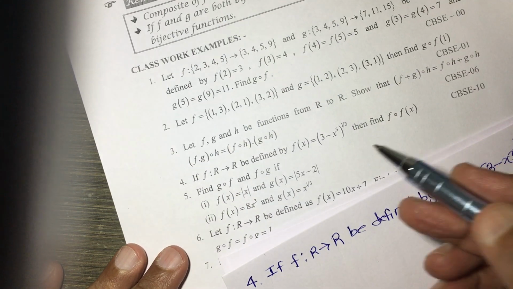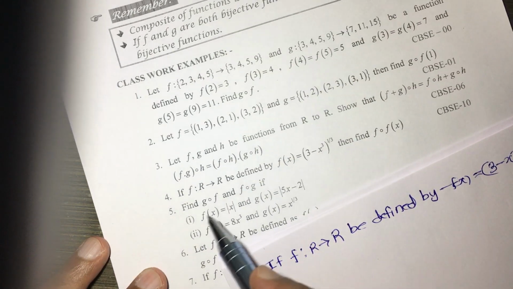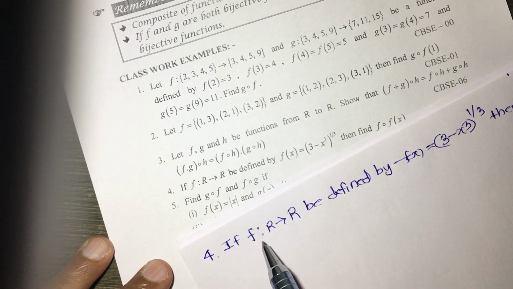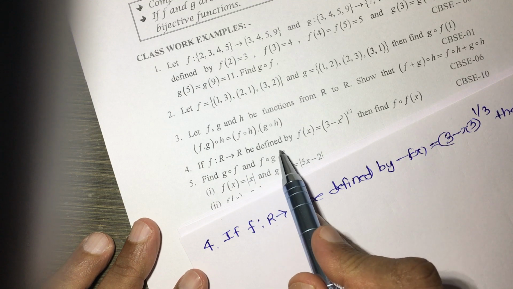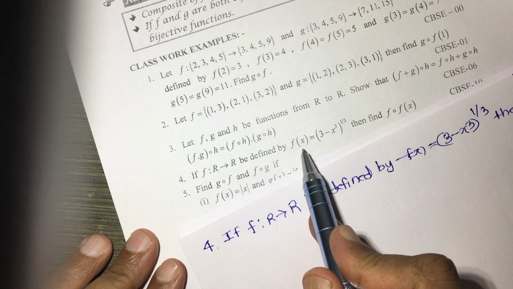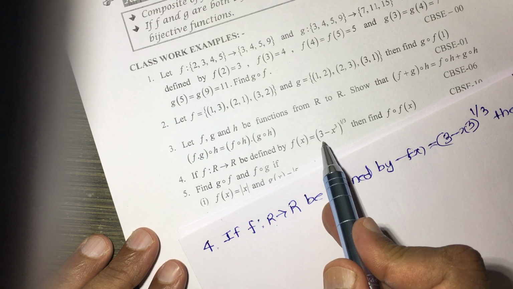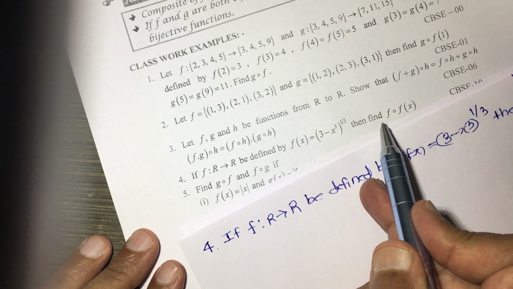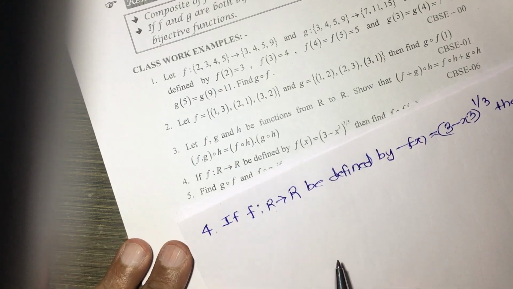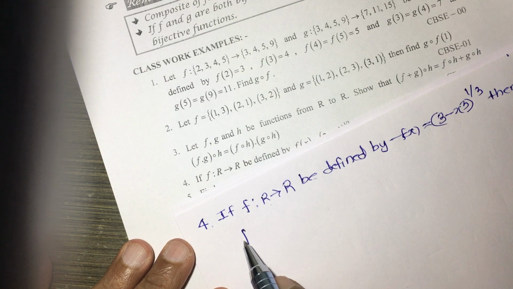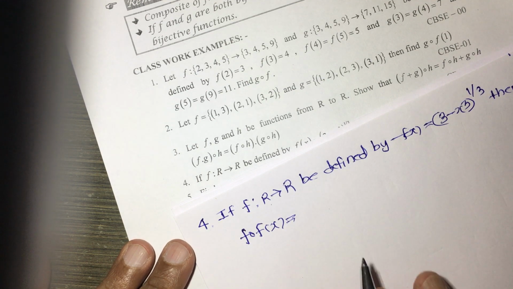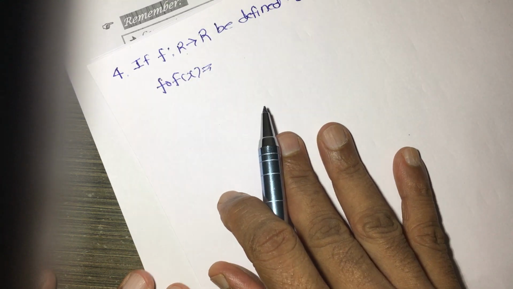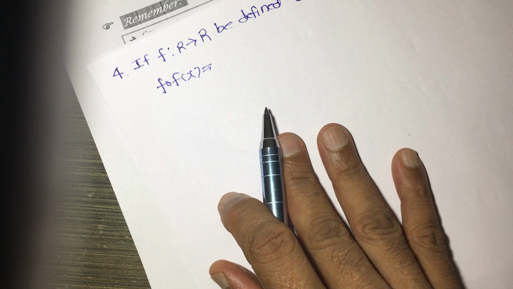We shall take this fourth example. If f is a function from R to R defined by f of x equal to (3 minus x cube) whole raised to 1 by 3, then find f composite f of x.